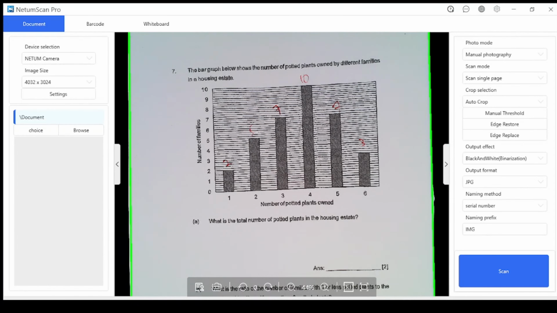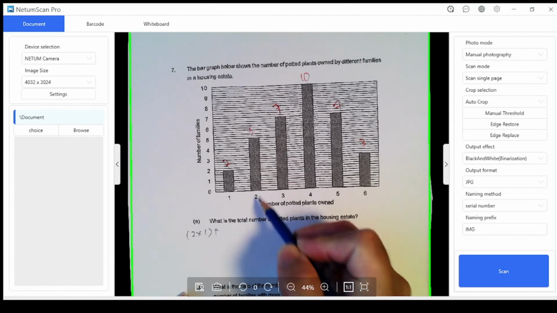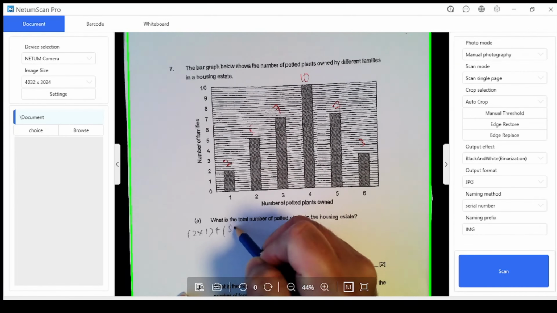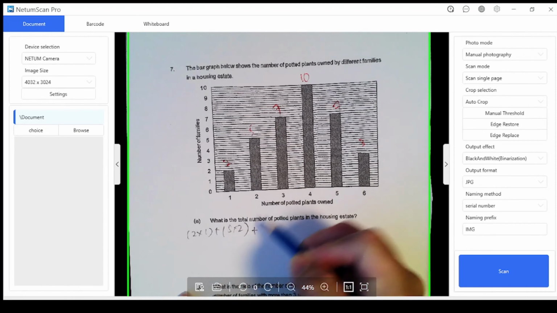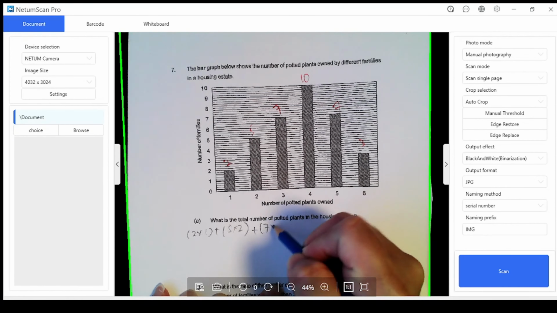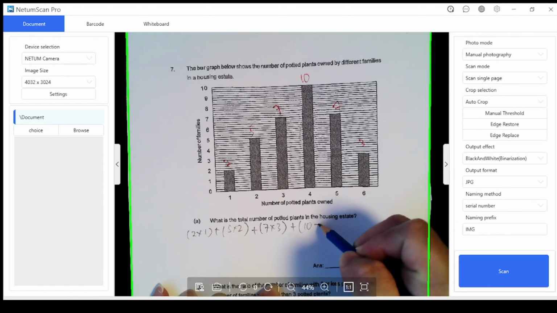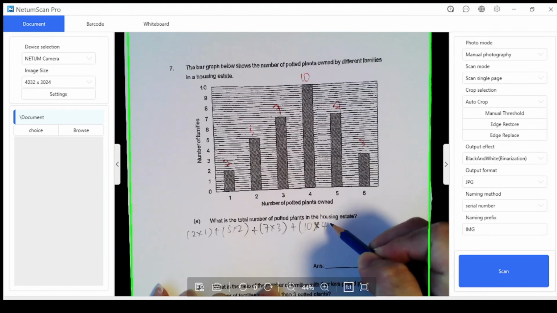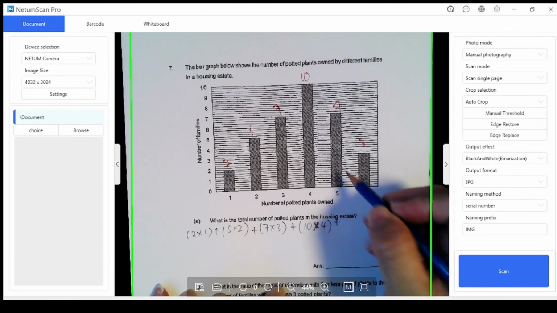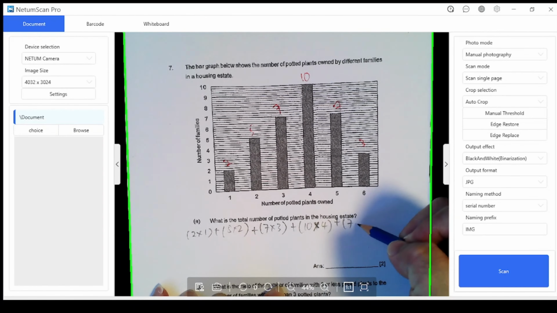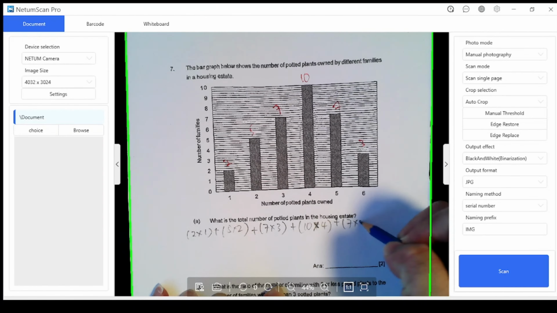Very simple, right? Okay, 2 times 1 plus 5 times 2 plus 7 times 3 plus 10 times 4 plus 7 times 5 plus 3 times 6.